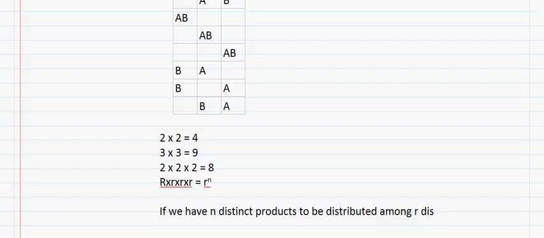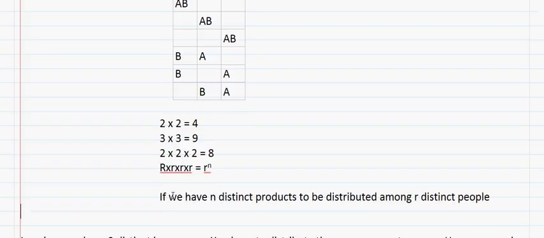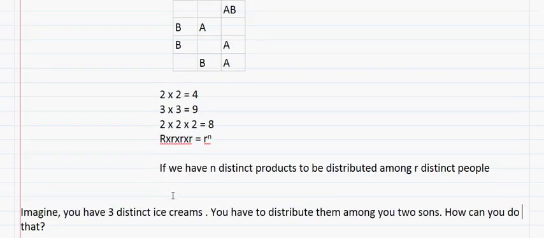r distinct people. So if the case is this, then we would get the result as r raised to the power n, right? So you can remember this result because it would come in handy in solving lots of problems.